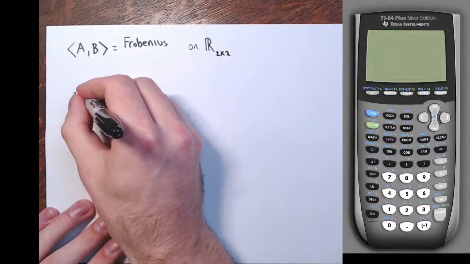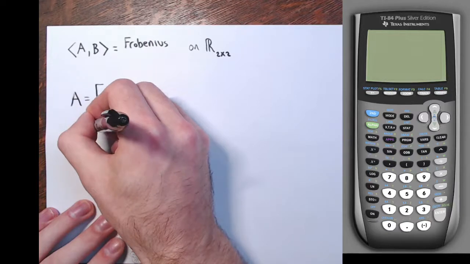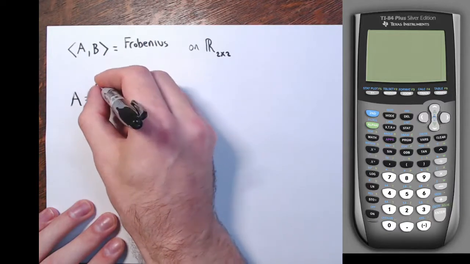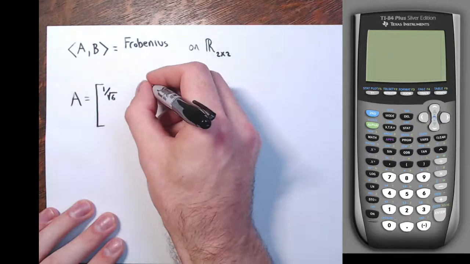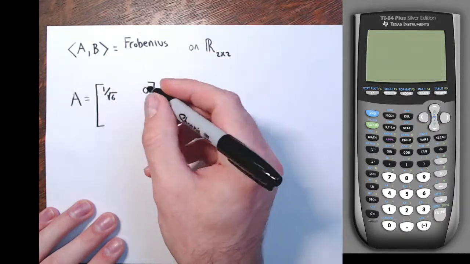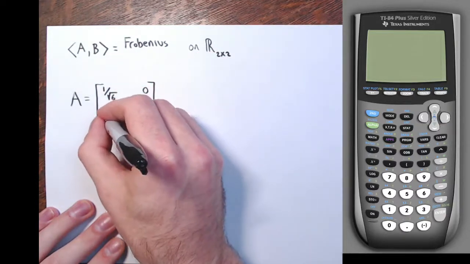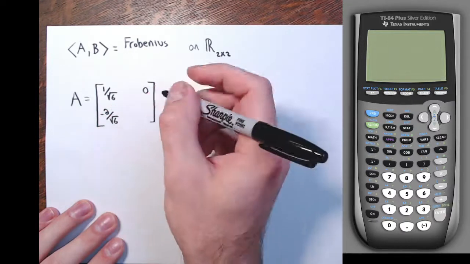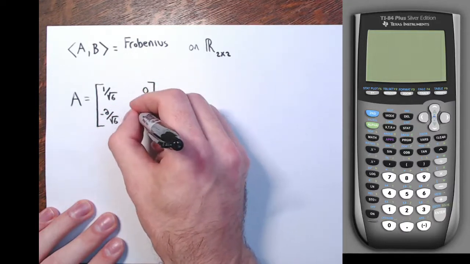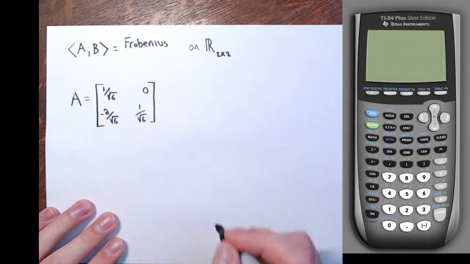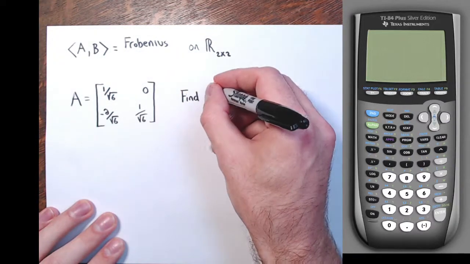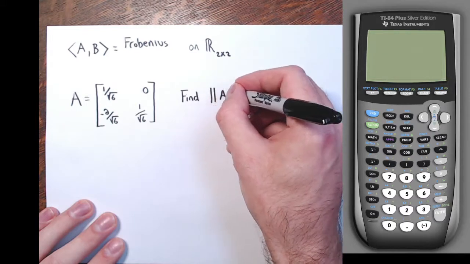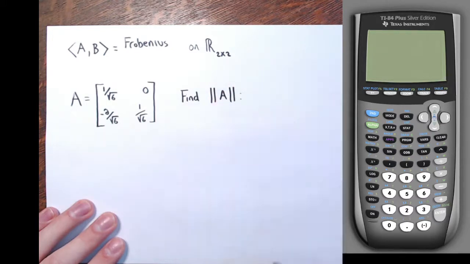Right? So this matrix they're giving us is this 2 by 2 with entries 1 divided by the square root of 6, 0, -2 divided by the square root of 6, and also 1 divided by the square root of 6 again. And they want us to find the norm of this vector, right? The norm of this matrix.